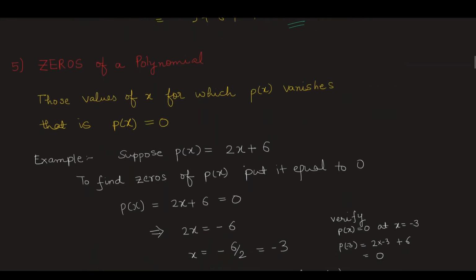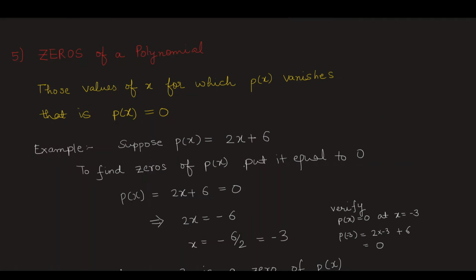Now we move on to zeros of a polynomial. This is a very important concept because the zero of a polynomial has a very important significance in solving those polynomials. Okay, so what's the zero of a polynomial? Those values of x for which p(x) vanishes. Vanishes means to null or to become 0. That is p(x) is equal to 0. Those values of x for which p(x) is equal to 0.